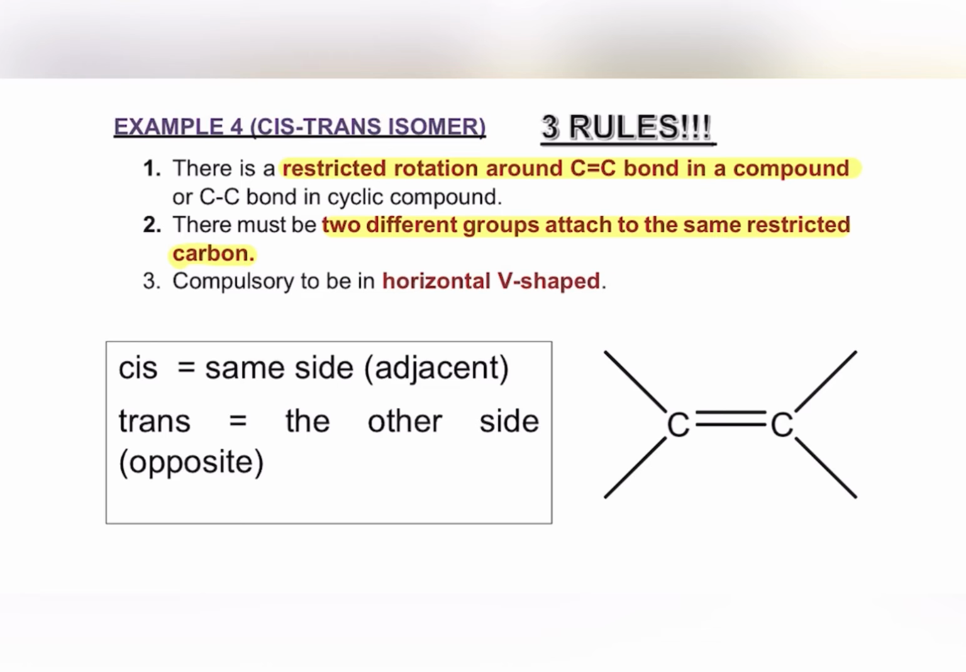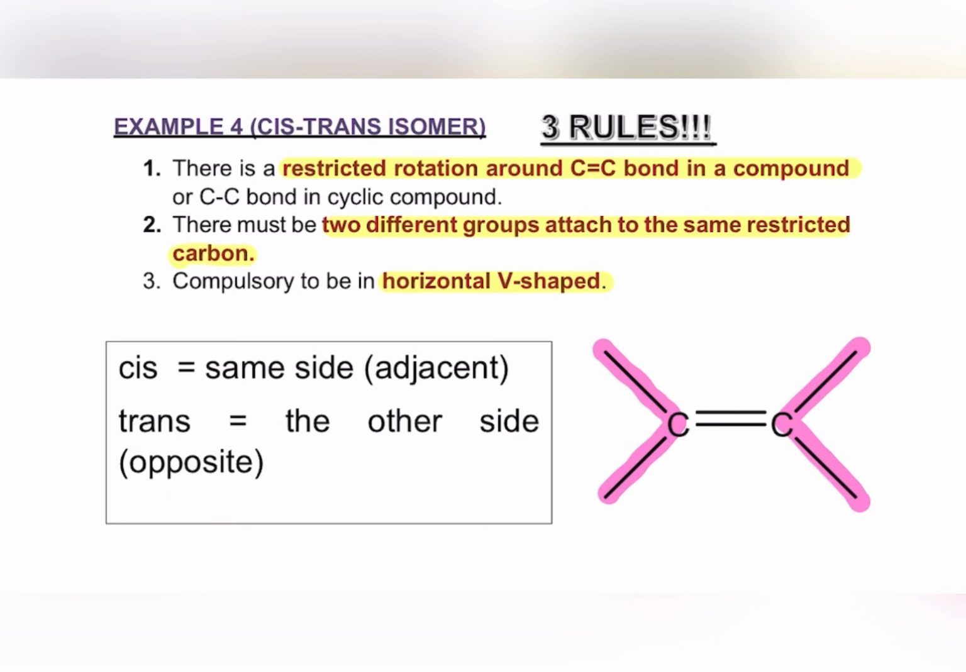And next one, it is compulsory for that structure to be in horizontal V shape. So what does it mean by horizontal V shape? It means that you have to show it in this structure. Horizontal V shape is just like letter V. So now for cis-trans, cis means same side or adjacent, bersebelahan. Trans means the other side or opposite, bertentangan.